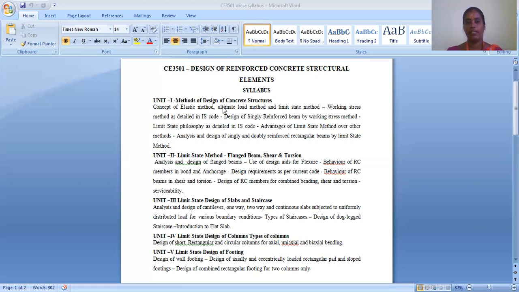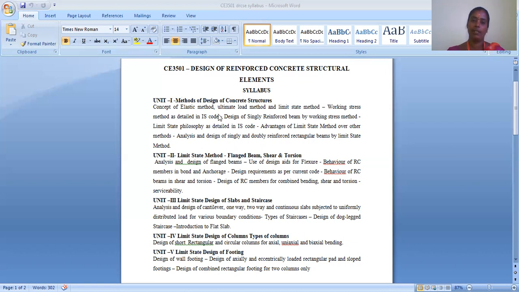That is the structure we need to design, because it should withstand the load coming from the top and transfer it uniformly to the soil. Or else what will happen? So the design concept and the method of design, you will see in this subject. Okay. So this first unit consists of the concept of elastic method. Here you can see the concept of elastic method.